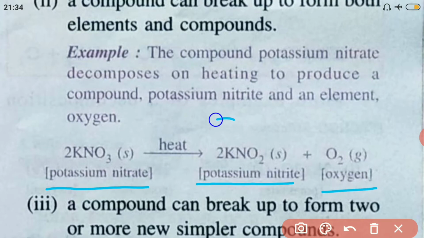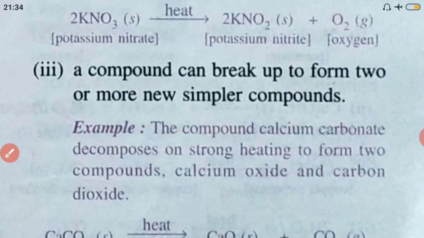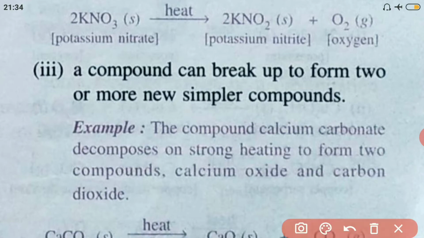So this is a compound here, this is an element here, and this is a compound from where these two things are being produced. So I hope you understood till here. Now the next thing about decomposition reaction. So this is the third kind of decomposition reaction where a compound can break up to form two simpler compounds. One compound is giving two simpler compounds.